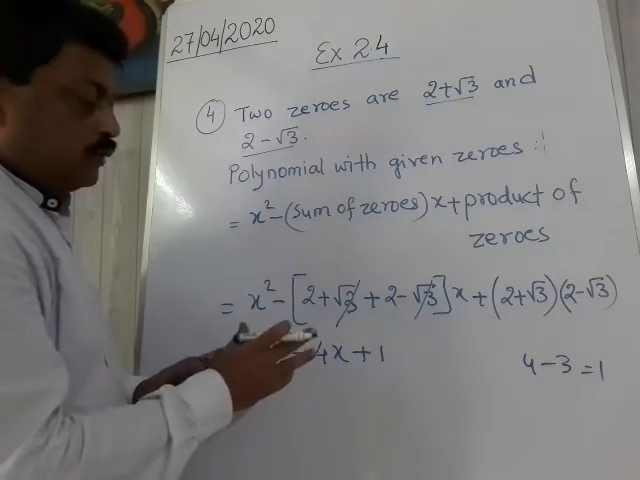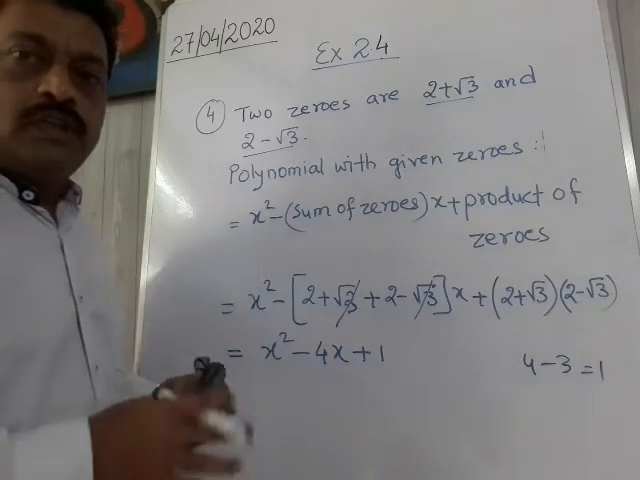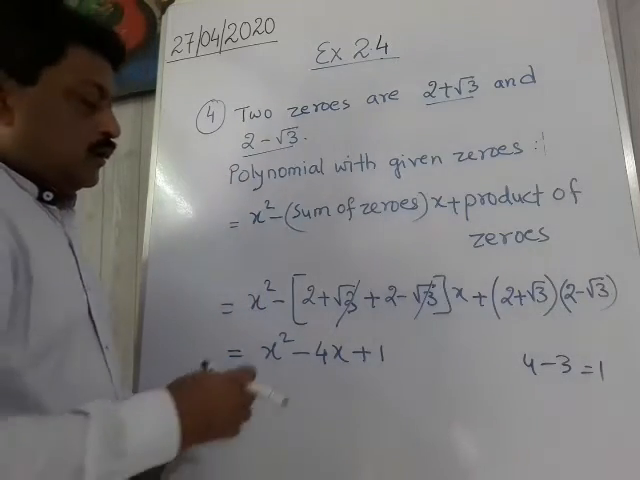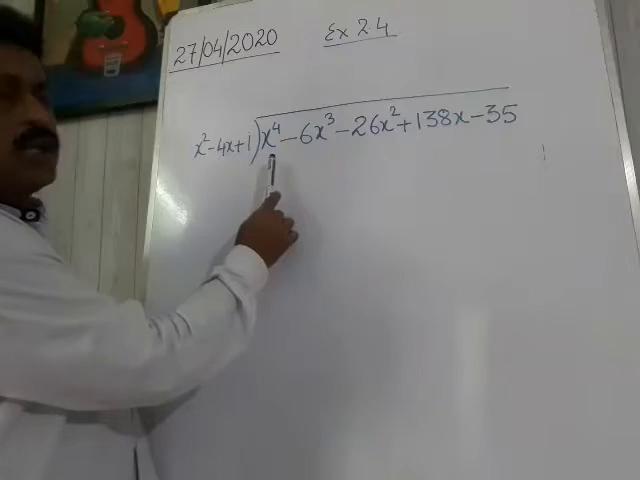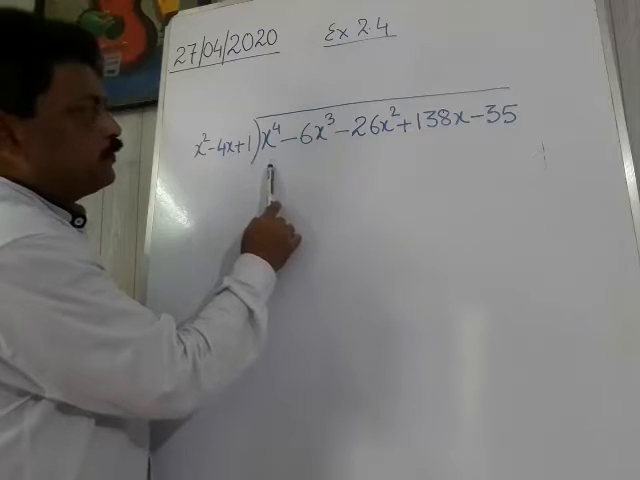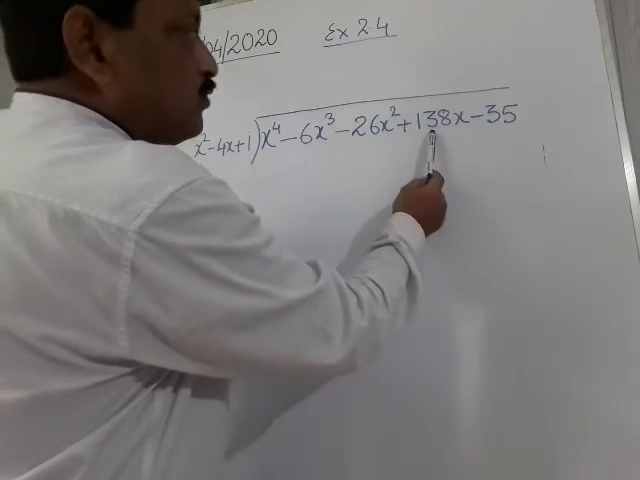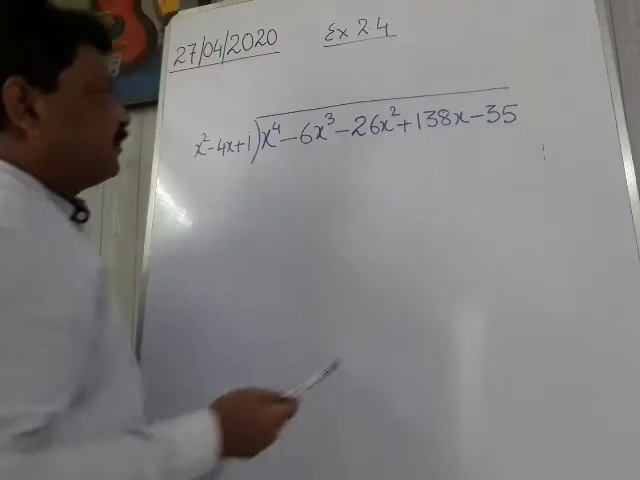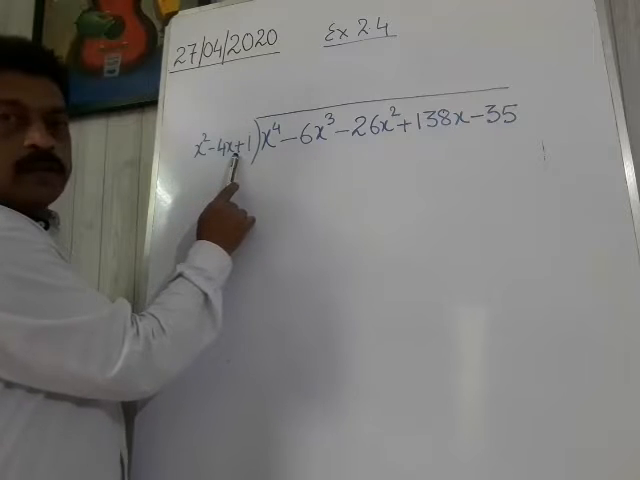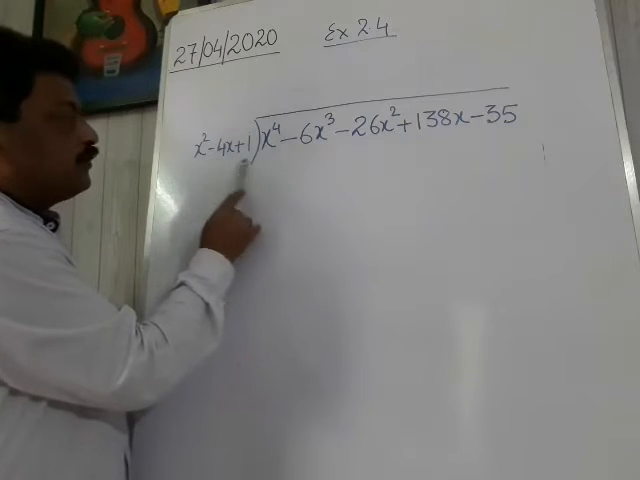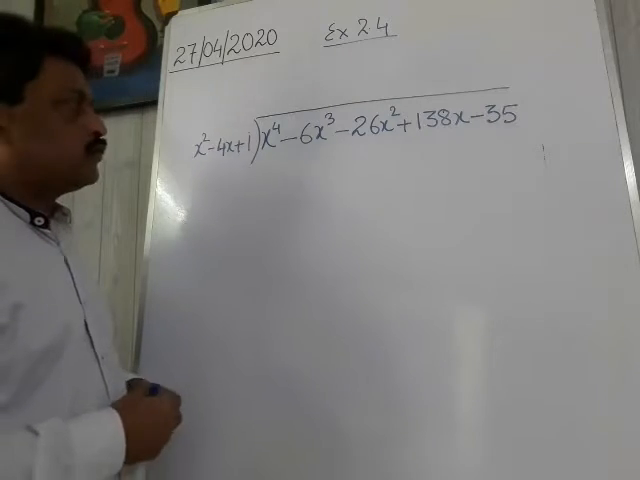Now I have to divide the given polynomial, whose degree is 4, with this polynomial to get a quotient. Here the given polynomial x to the power 4 minus 6x cube minus 26x square plus 138x minus 35 will be divided by x square minus 4x plus 1. This is the polynomial formed by the given zeros, 2 plus root 3 and 2 minus root 3.